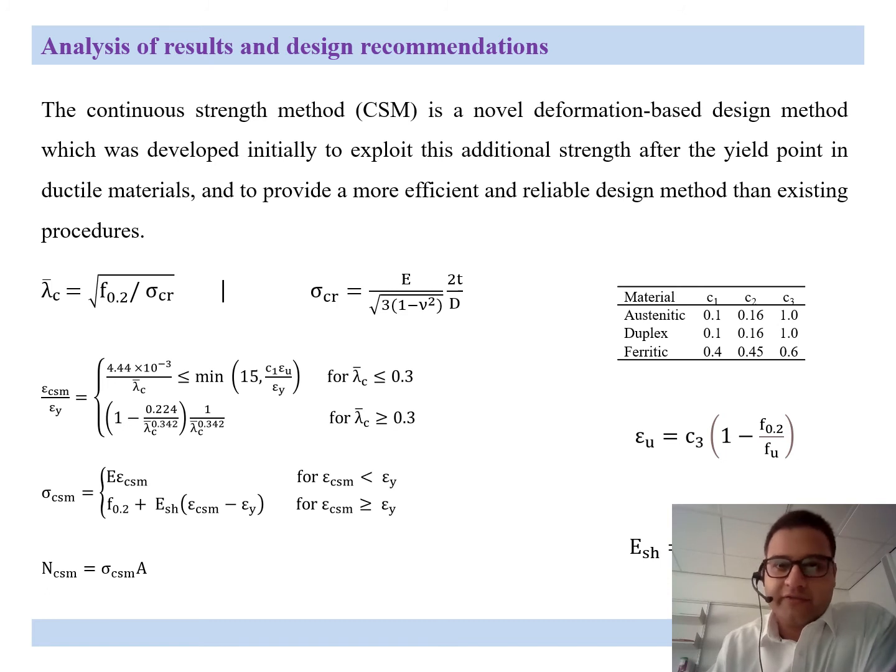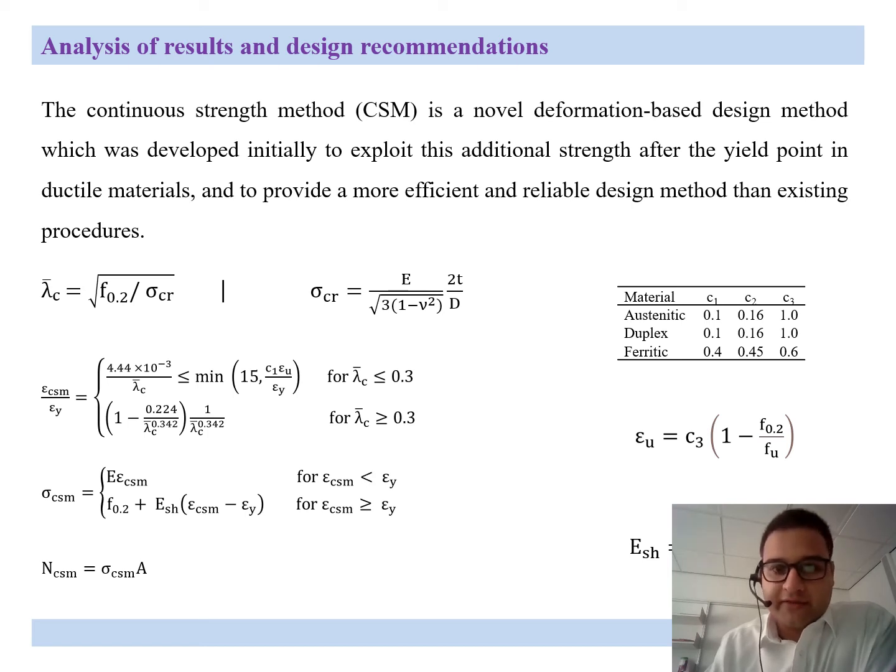Now, the continuous strength method is a novel deformation-based design method which was developed initially to exploit this additional strength after the yield point in ductile materials and to provide a more efficient and reliable design method than existing procedures. The CSM provides accurate predictions for the compressive resistance of stainless steel circular section stub columns at room temperature. The current paper focuses on the applicability of this method for the design of duplex stainless steel circular section stub columns at elevated temperature.